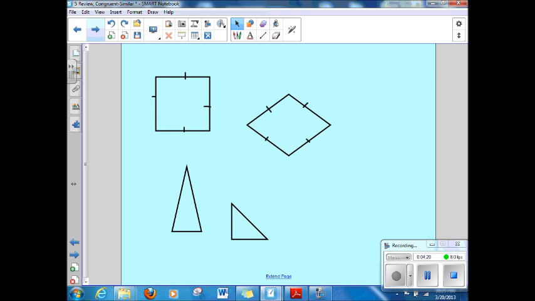not congruent or similar. And also, the bottom figure, I know they're both triangles, but we've got an isosceles triangle, these two sides are the same, and a right triangle. They're not the same shape or the same size, and so they're neither congruent nor similar.